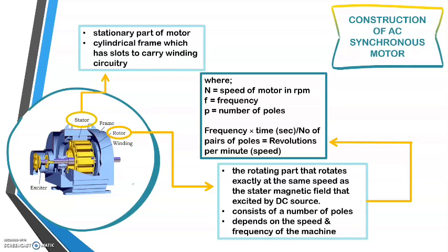It consists of a number of poles, and it depends on the speed and frequency of the machine. This is the relationship between speed, poles, and frequency: frequency times time in seconds over number of pairs of poles equals speed in RPM, which is revolutions per minute.